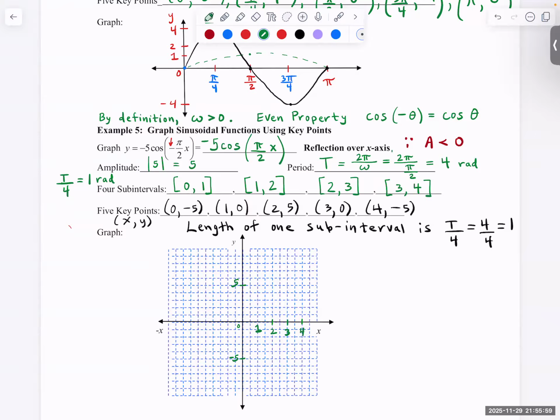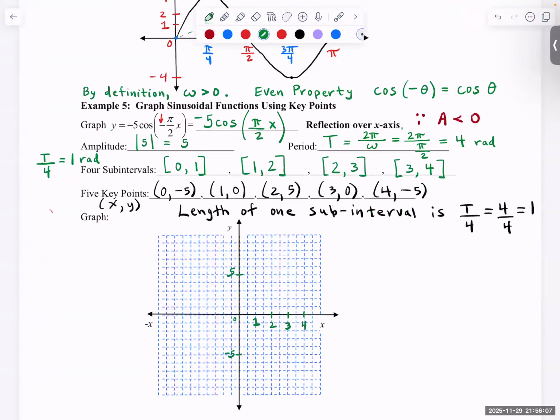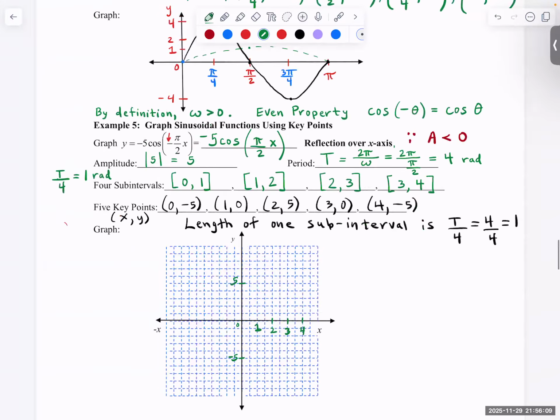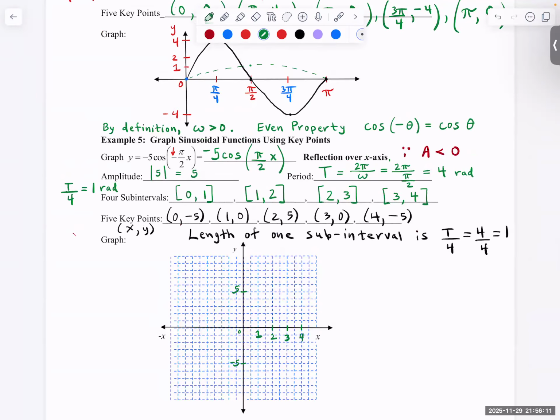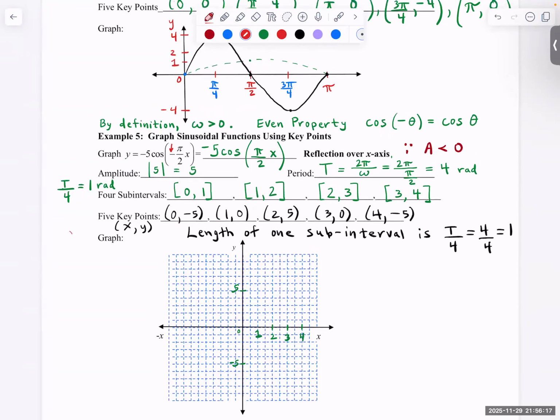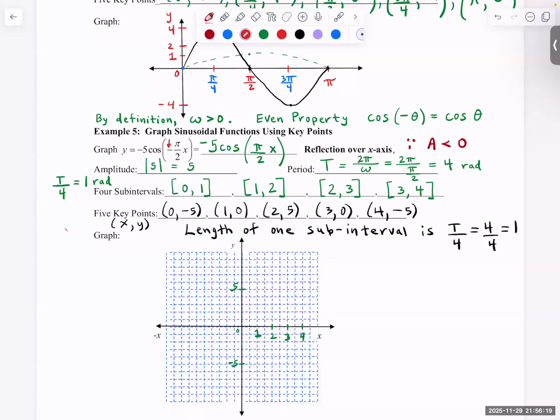The 4 intervals will go from 0 to 1 radian, 1 to 2 radians, 2 to 3, and 3 to 4 radians. Now, let's plot the basic cosine function. Let's do that in red. The basic cosine function at 0 radians begins at its peak value. In this case, it would be 1.